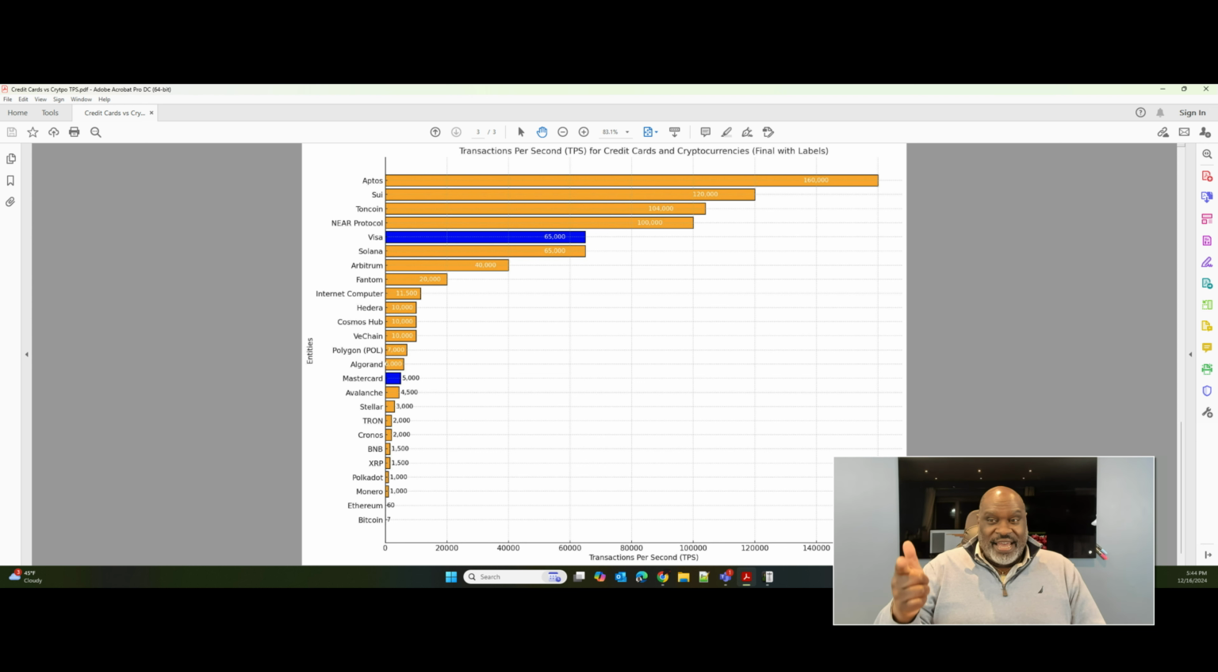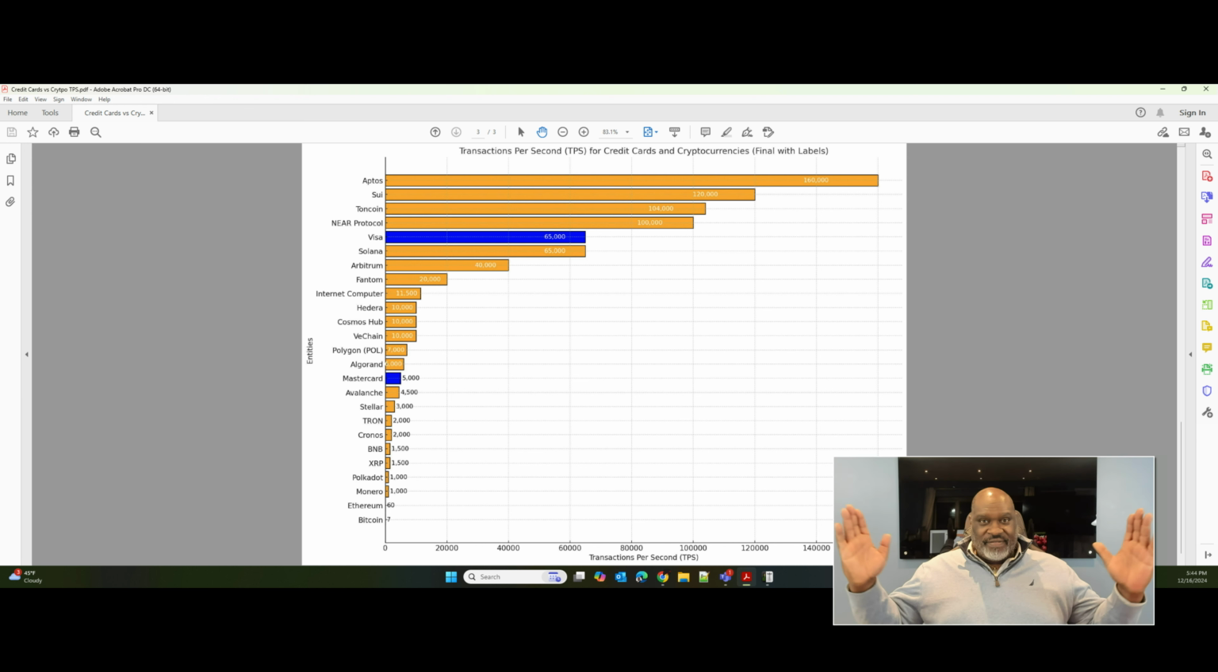Toncoin did it and Cardano did it. They both came out. Cardano can handle 1 million transactions per second. The only reason why Cardano's not on this list is because it made the chart look silly. Because remember, this is 160,000 right here.